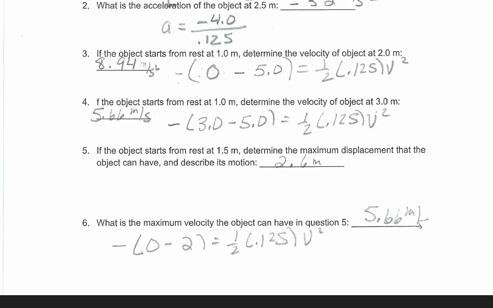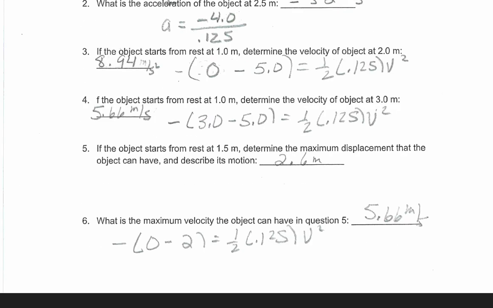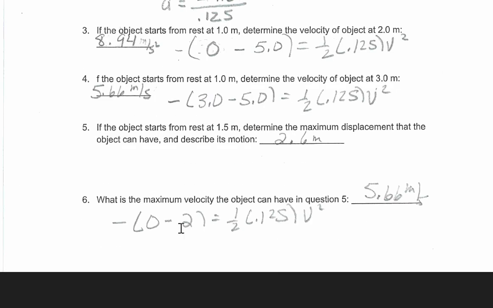What is the maximum velocity then that the object can have at question 5? Well, that would be where the greatest change of potential energy is. So it looks to me like that's going to be at 2 meters. So at 2 meters, I'll do 0 minus 2, which gives me negative 2. Now I take the opposite of that to give me 2. Set that equal to 1/2 mv squared, and I'll get 5.66 meters per second.